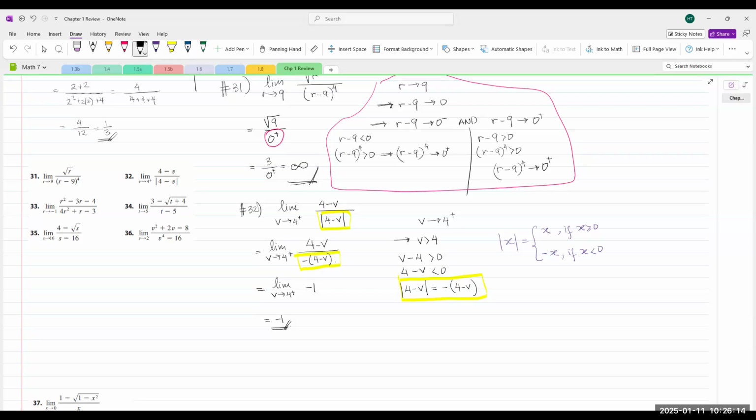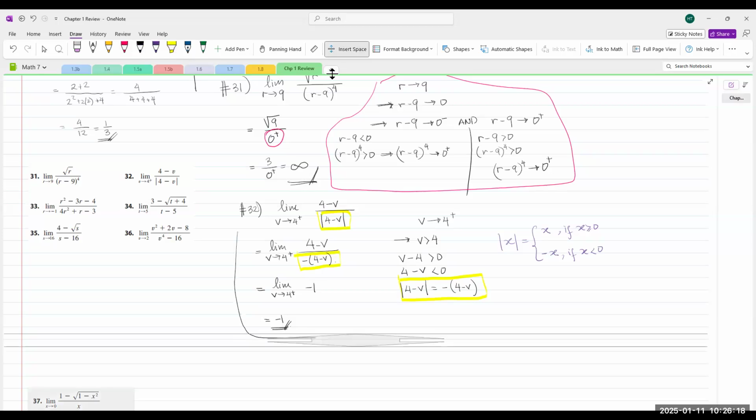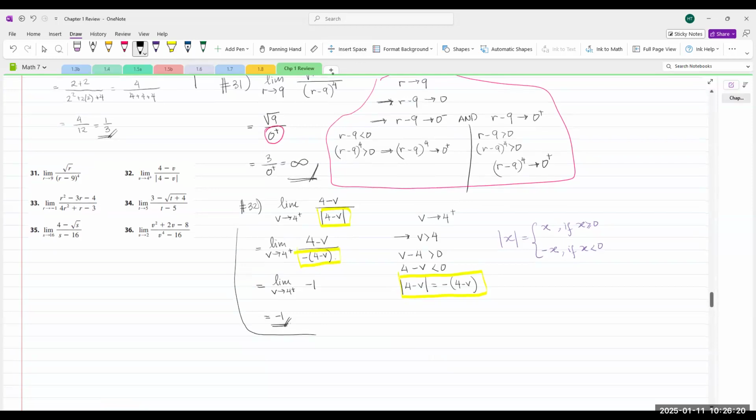Okay, that's the principle though. So far, that's the principle. I hope that's enough for us to move on with number 33.